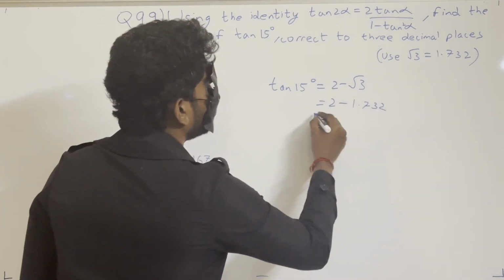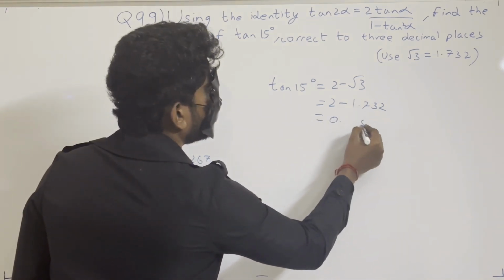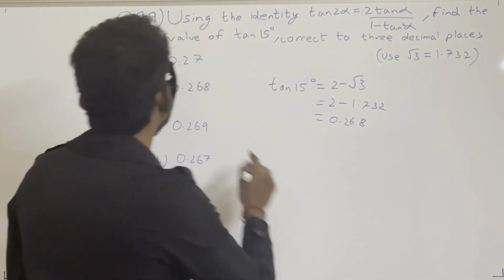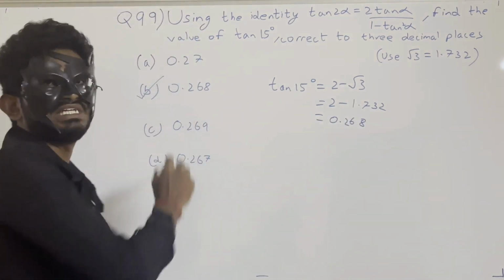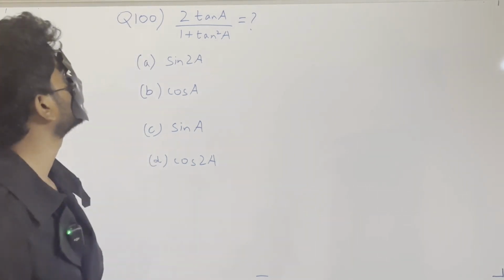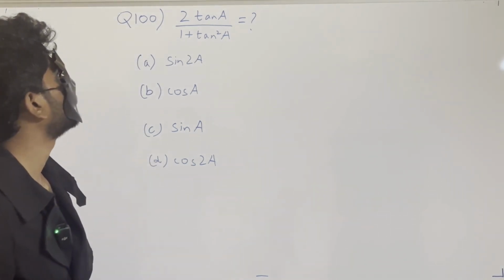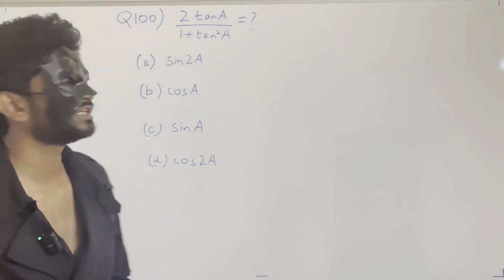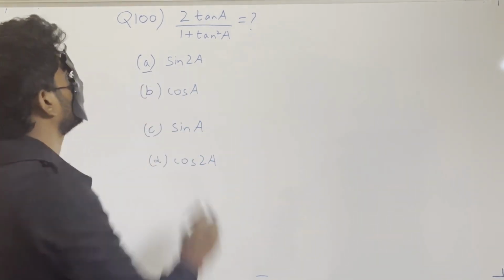2 minus 1.732, which is nothing but 0.268. So option B is right. So superhumans, next question is 2 tan A by 1 plus tan square A. I already taught you this formula, it's equal to sin 2A. You must remember it.